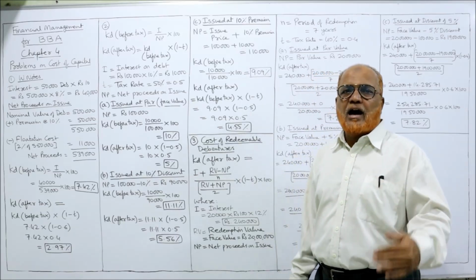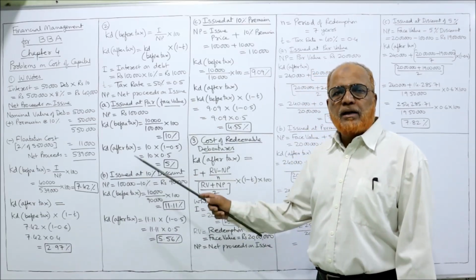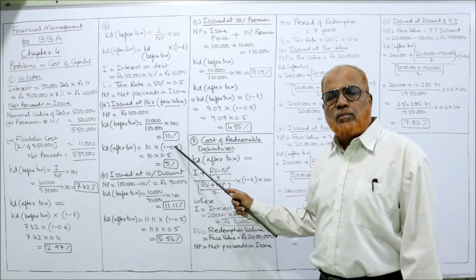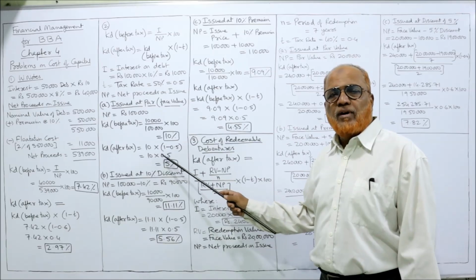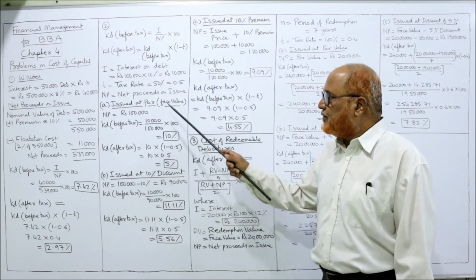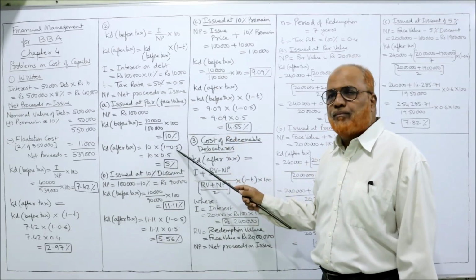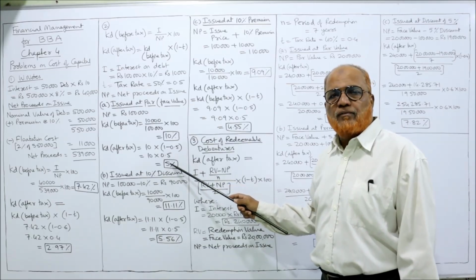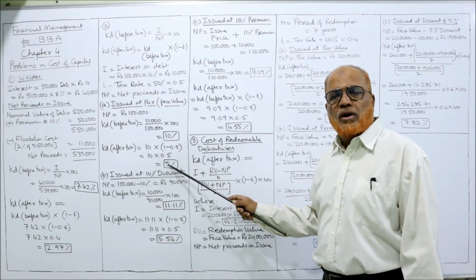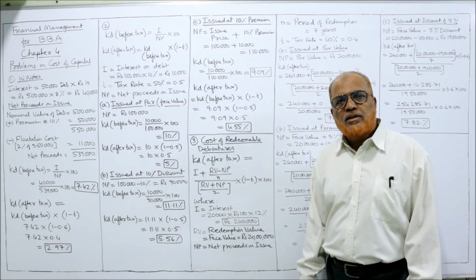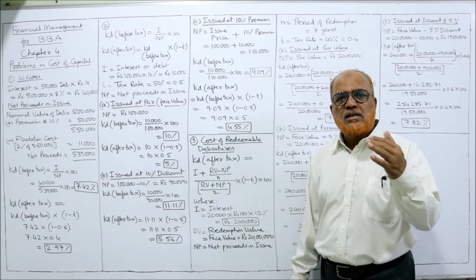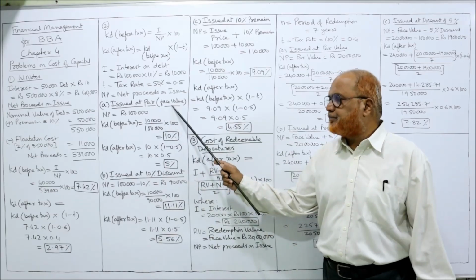Now we need KD after tax. So multiply KD before tax into 1 minus T. KD before tax 10% and 1 minus T. T is 0.5. Tax rate 50%, 0.5. 1 minus 0.5 is 0.5. So 10 into 0.5 is 5%. That's all. So we got KD before tax and after tax if the debt is issued at par.